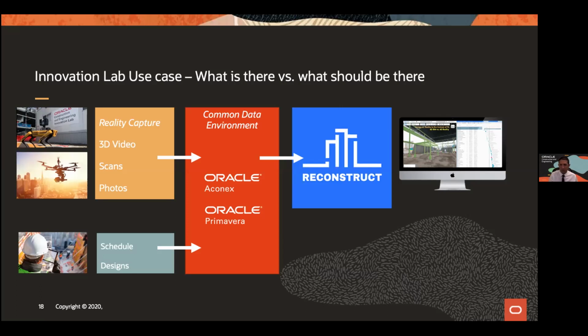So one use case is bringing reality capture information like 3D videos, laser scans, and photos from the site, captured by something like a robot, a drone or a camera, into the common data environment, and sharing information from the common data environment into tools like Reconstruct to do that comparison between what should have been completed and what is completed. But still, Oracle Aconex and Oracle Primavera form part of the common data environment for this use case.